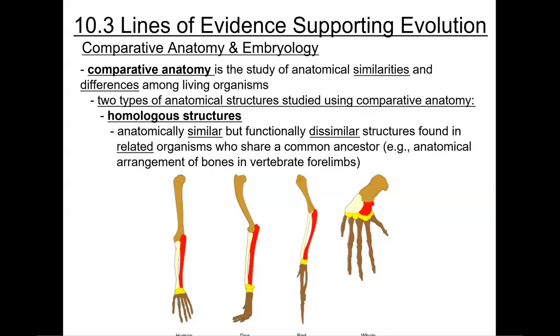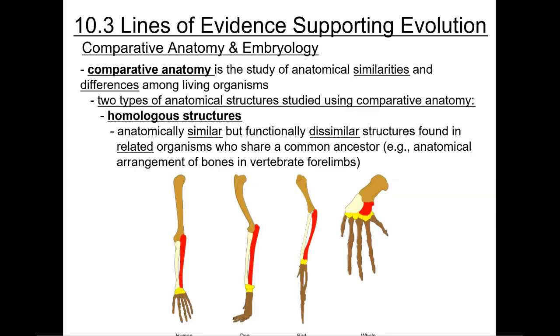We also look at comparative anatomy and embryology when we look at evidence for evolution. Comparative anatomy is going to be the study of anatomical similarities and differences among living organisms. Two types of anatomical structures studied using comparative anatomy will be, first, homologous structures. These are anatomically similar but functionally dissimilar structures that are going to be found in related organisms who share a common ancestor. So we have the anatomical arrangement of bones in vertebrate forelimbs.